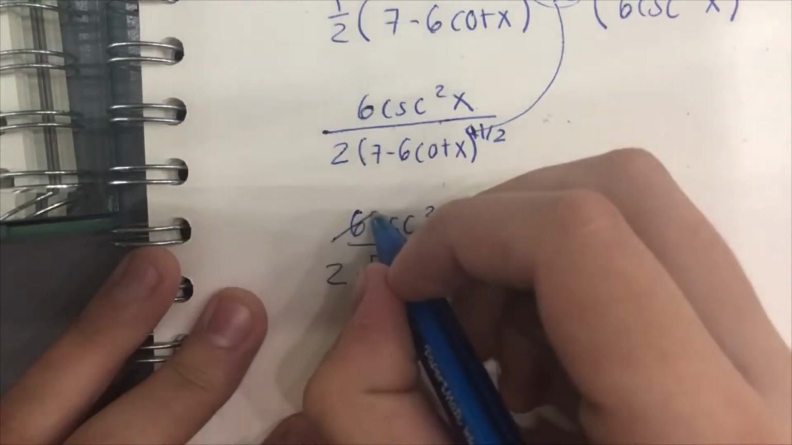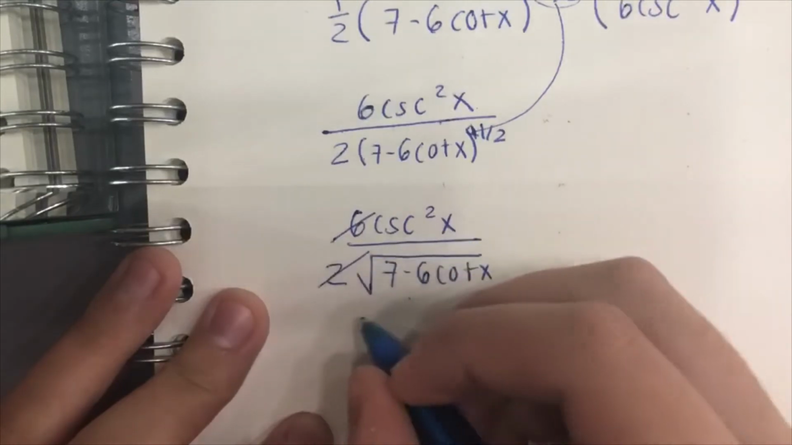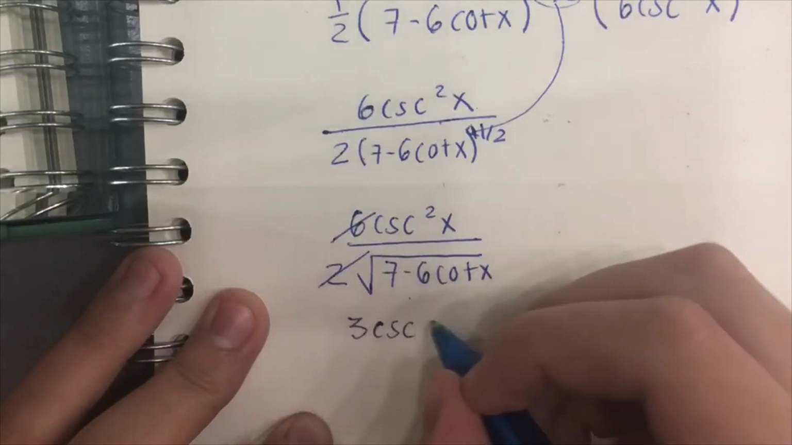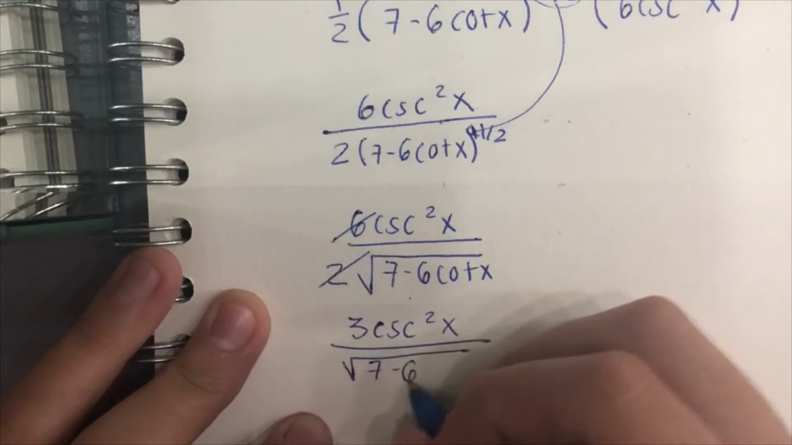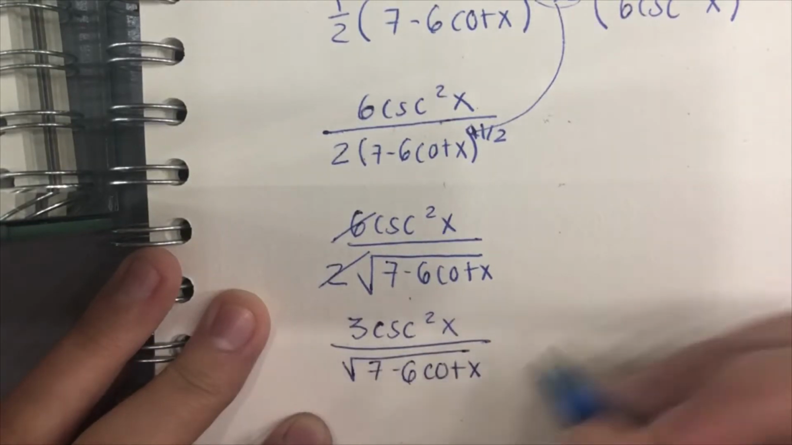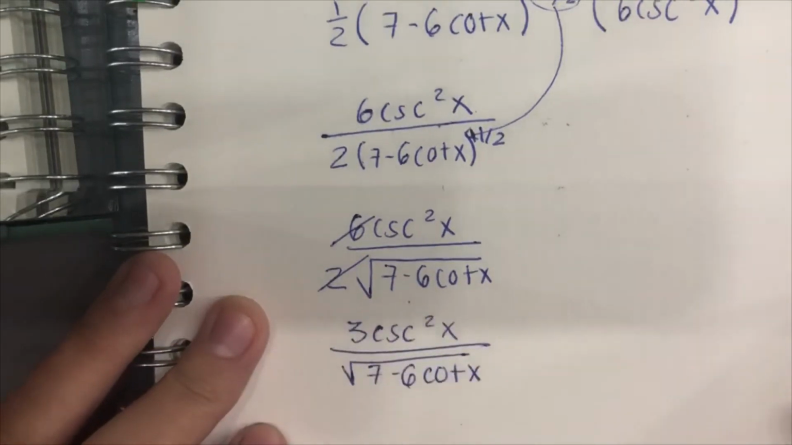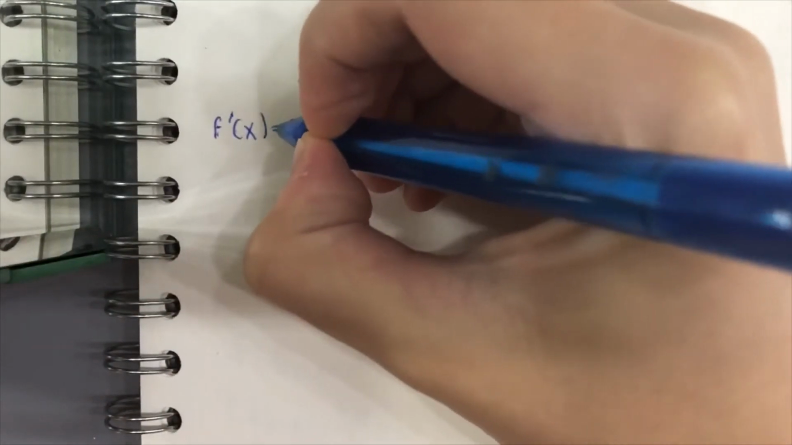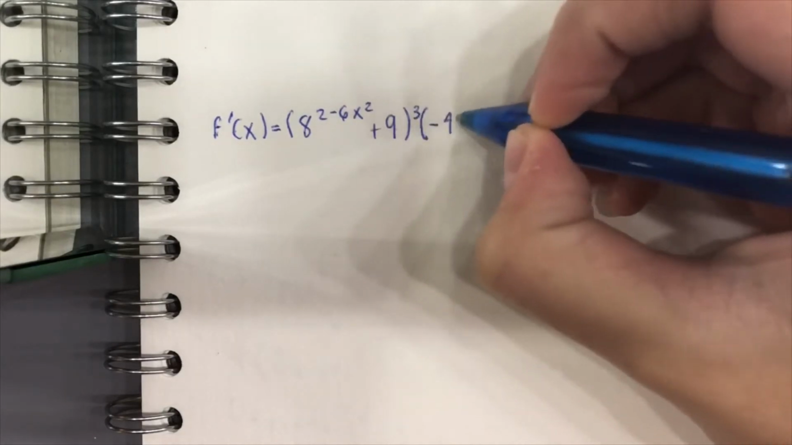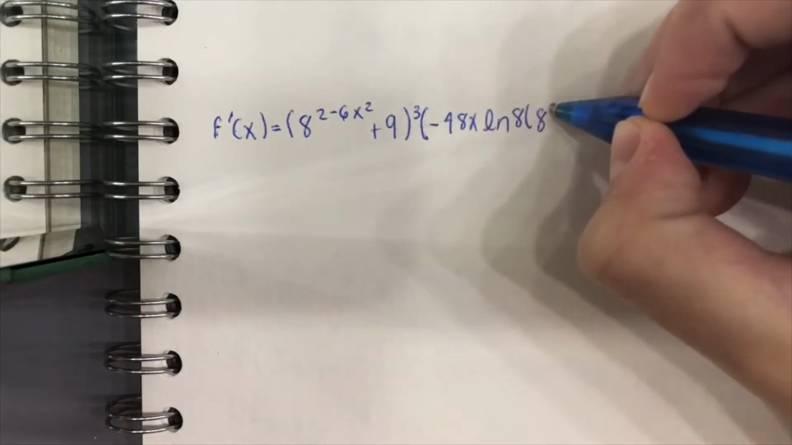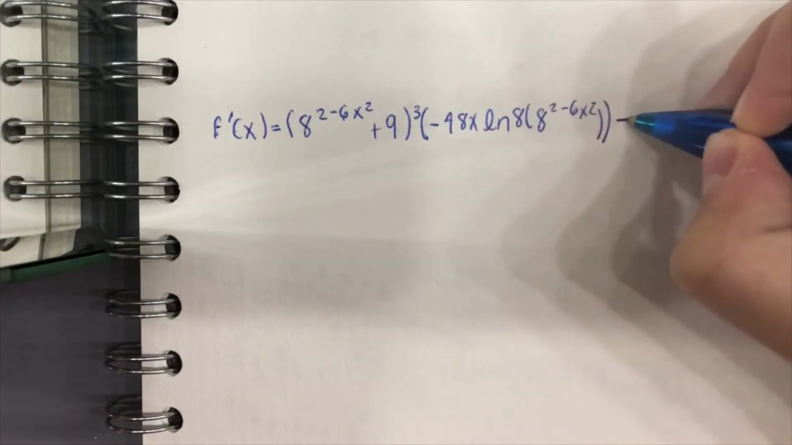And then here we can simplify the 6 over 2 by just changing it to 3 cosecant squared of x over the square root of 7 minus 6 cotangent of x. And that's all. Finally, this should be your result.